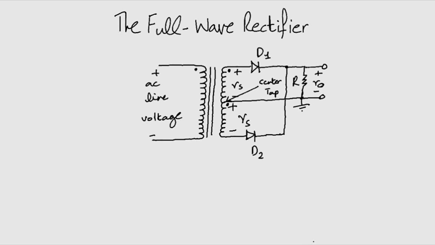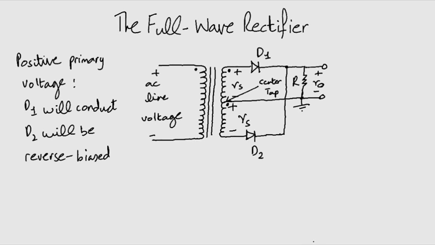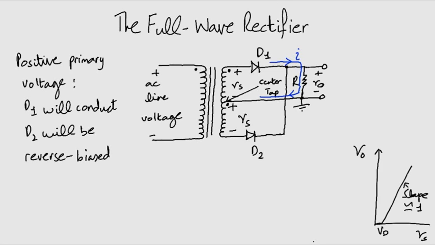Now, when the input line voltage on the primary side is positive, both halves will be positive with polarity as indicated. D1 will conduct and D2 will be reverse biased. Notice where the anodes and cathodes are. The current will flow from D1 through R this way and back to the center tap of the transformer. The output will be like this, where Vd is the voltage drop across D1.